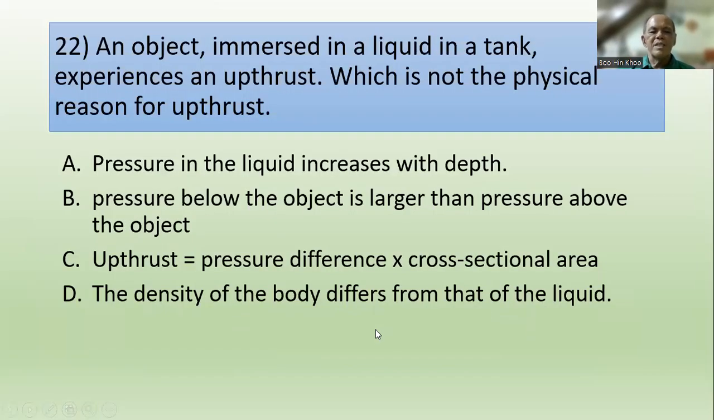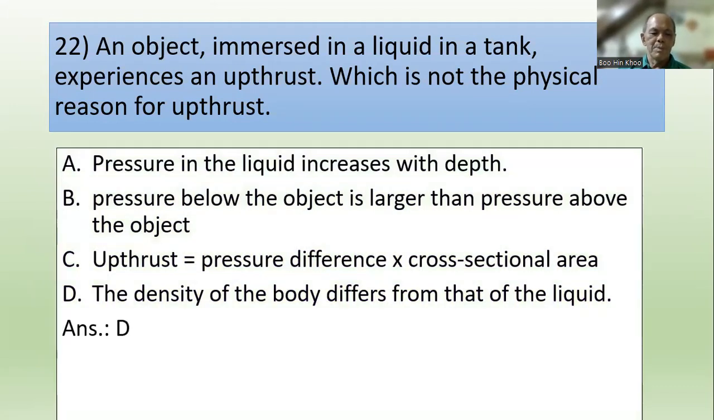An object immersed in a liquid in a tank experiences an upthrust. Which is not the physical reason for upthrust? Pressure in the liquid increases with depth. Pressure below the object is larger than pressure above the object. Upthrust equals excess pressure times cross-sectional area. Density of body differs from that of liquid. So what's your answer? D. Density of body differs from density of liquid does not contribute to the upthrust.